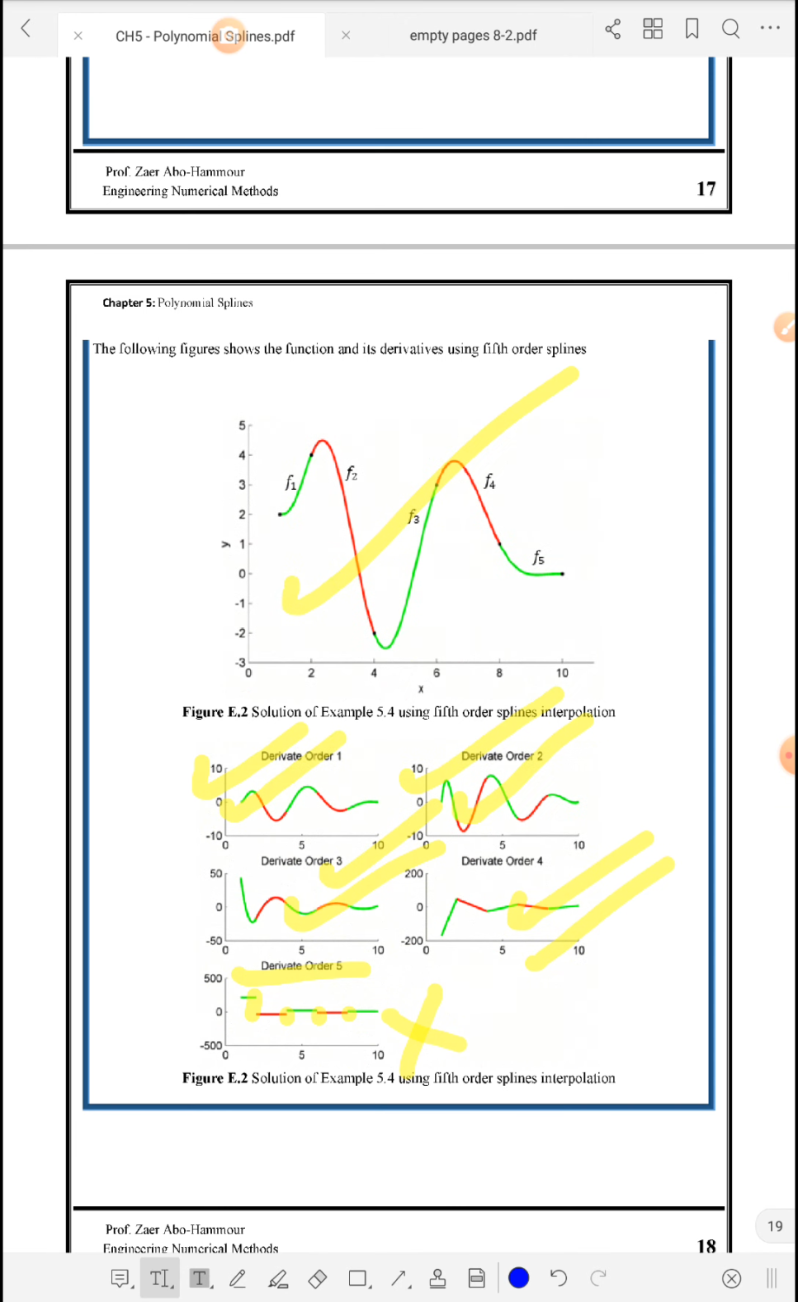And in this way we have completed this chapter, and the interpolation and the splines is over. In the next chapter we will cover numerical integration and numerical differentiation.